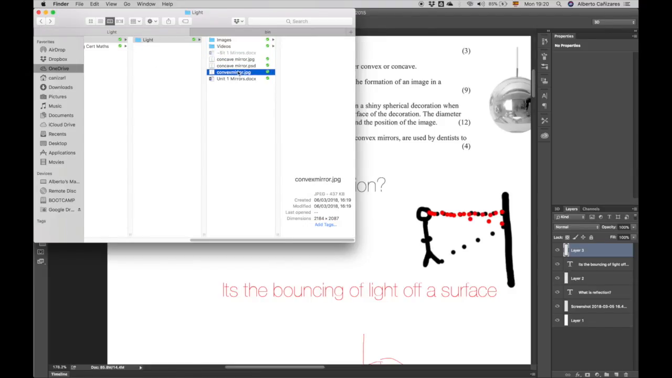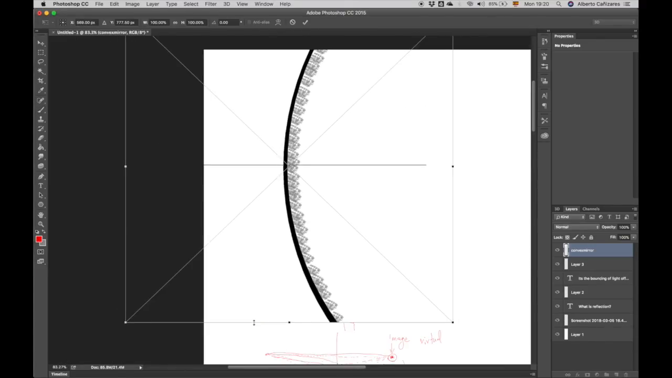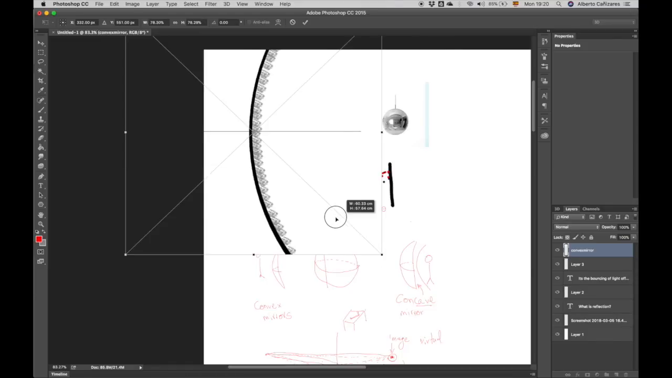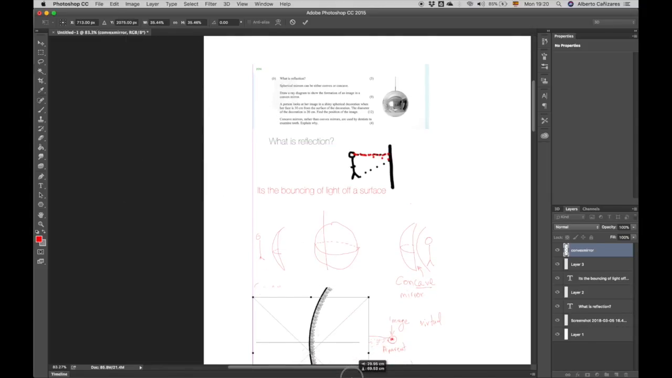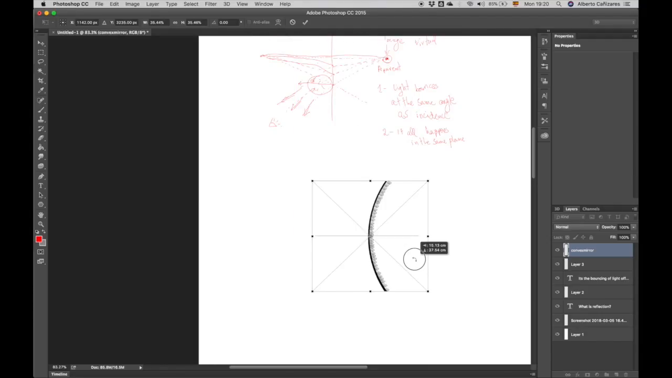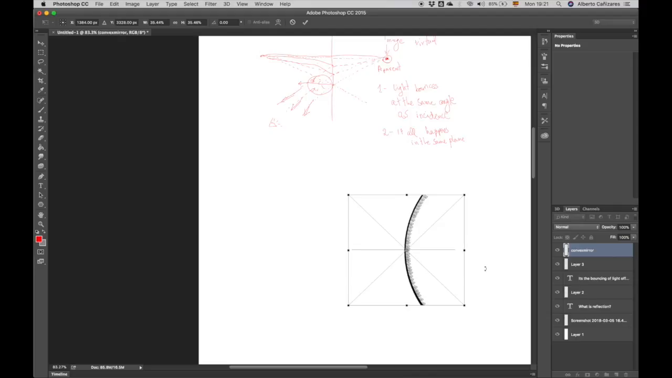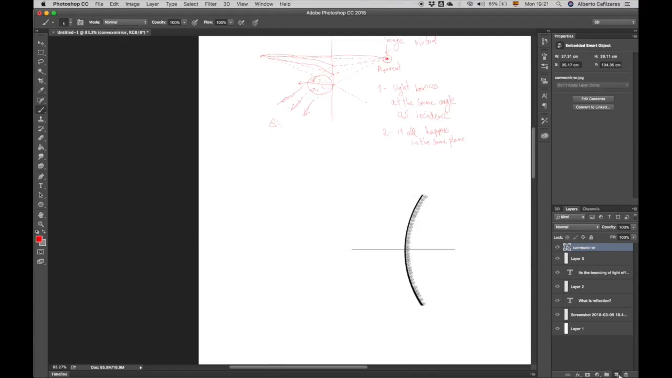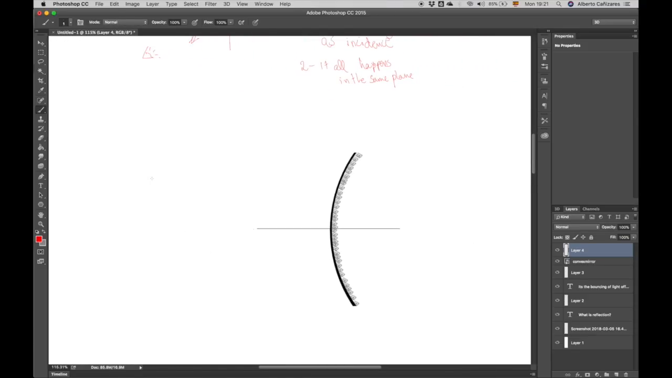I've prepared here a convex mirror. I'm going to bring it here. A bit too big. I'm going to put this convex mirror somewhere here. Okay, so how does light converge on a convex mirror? Let me zoom in. There we go. Right, so let's imagine that you are standing here on a convex mirror.